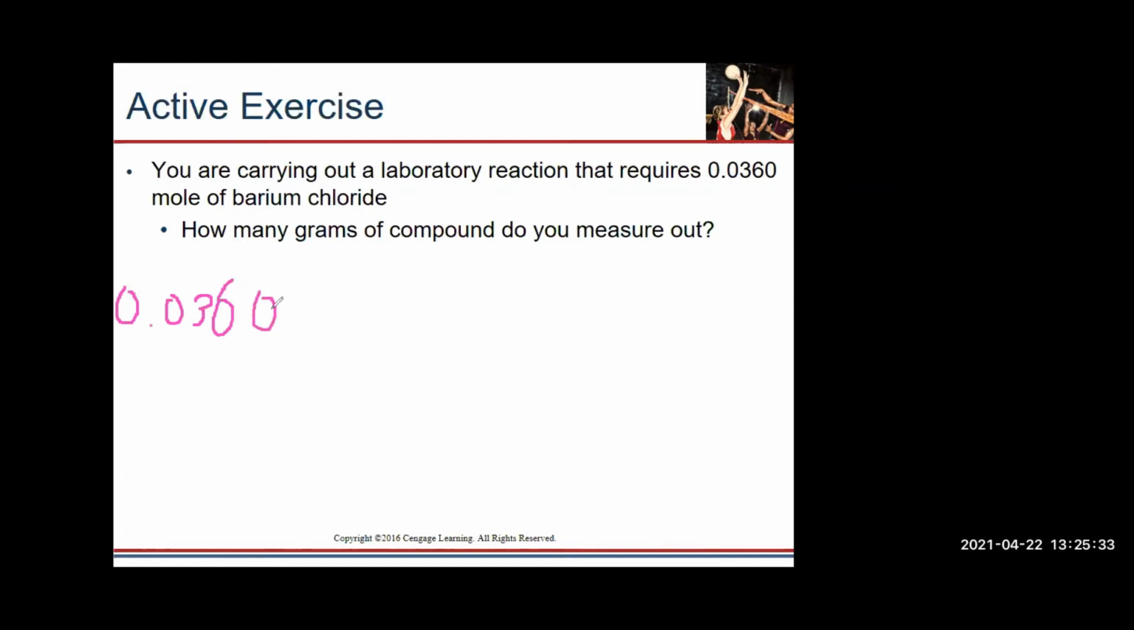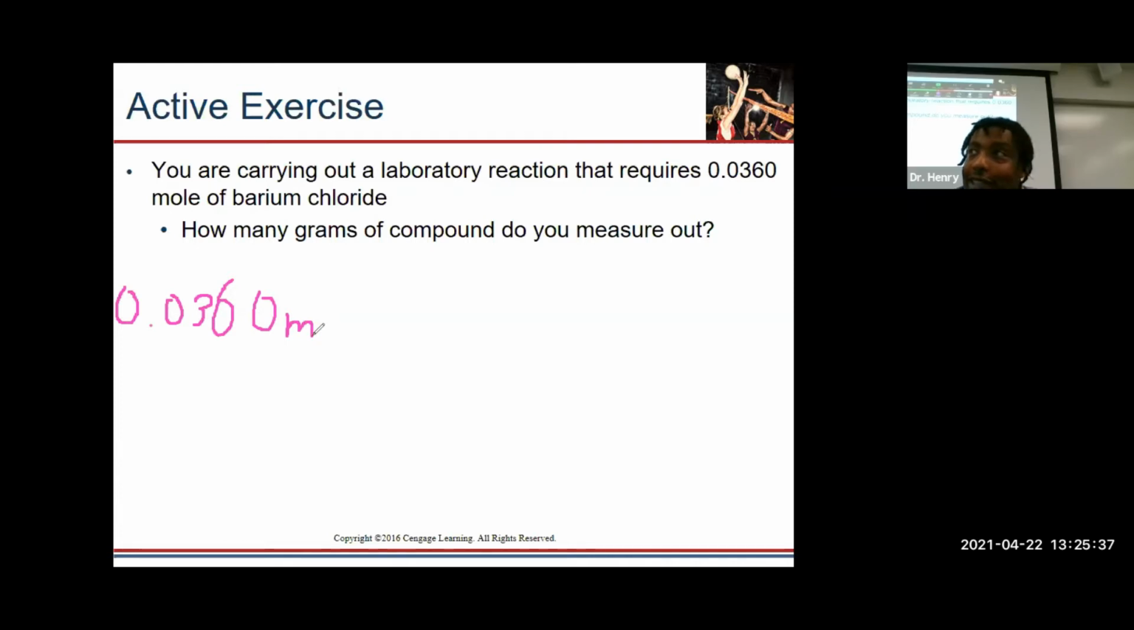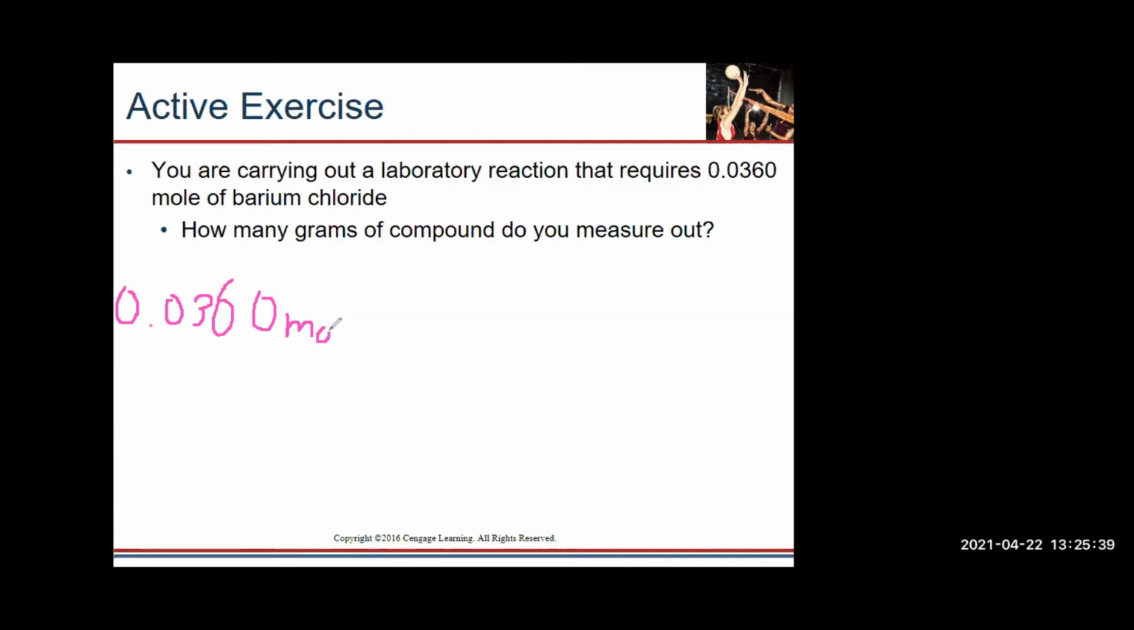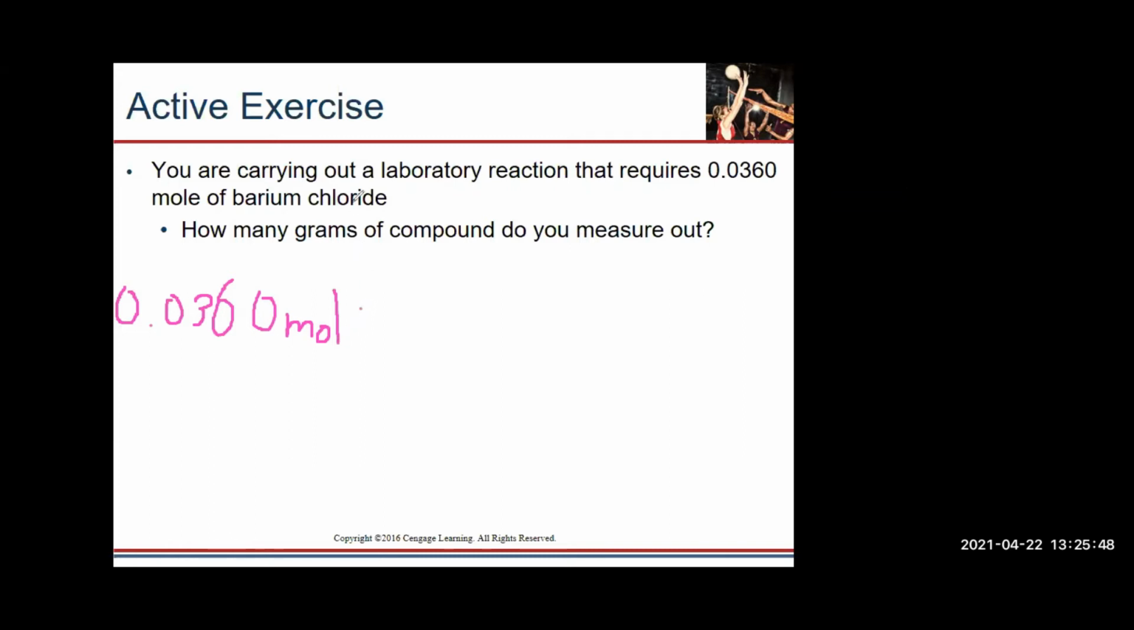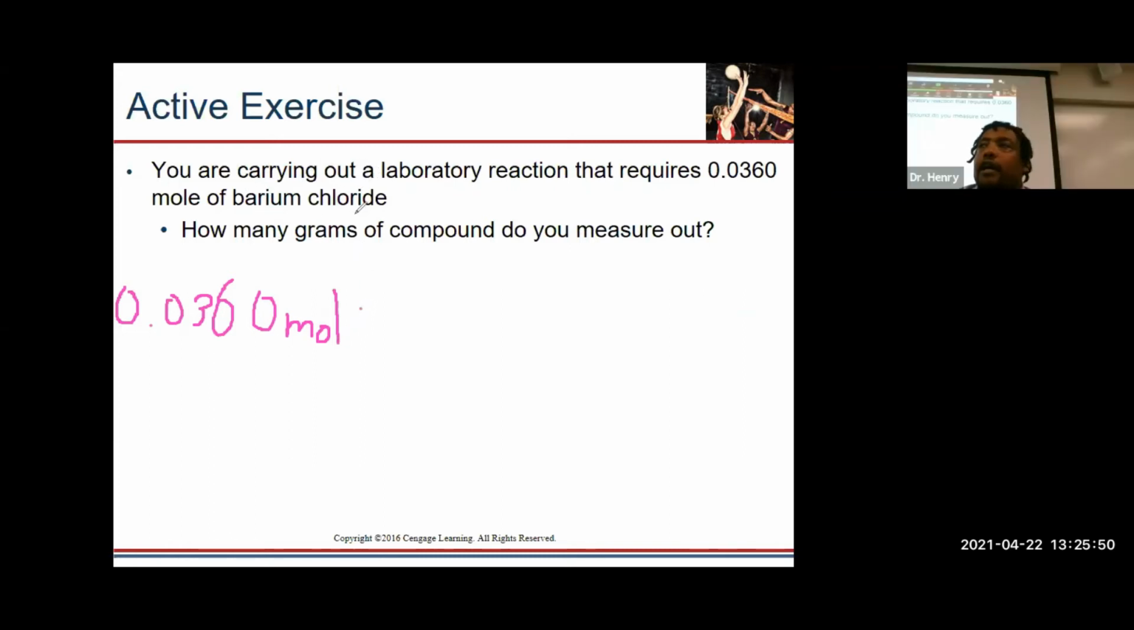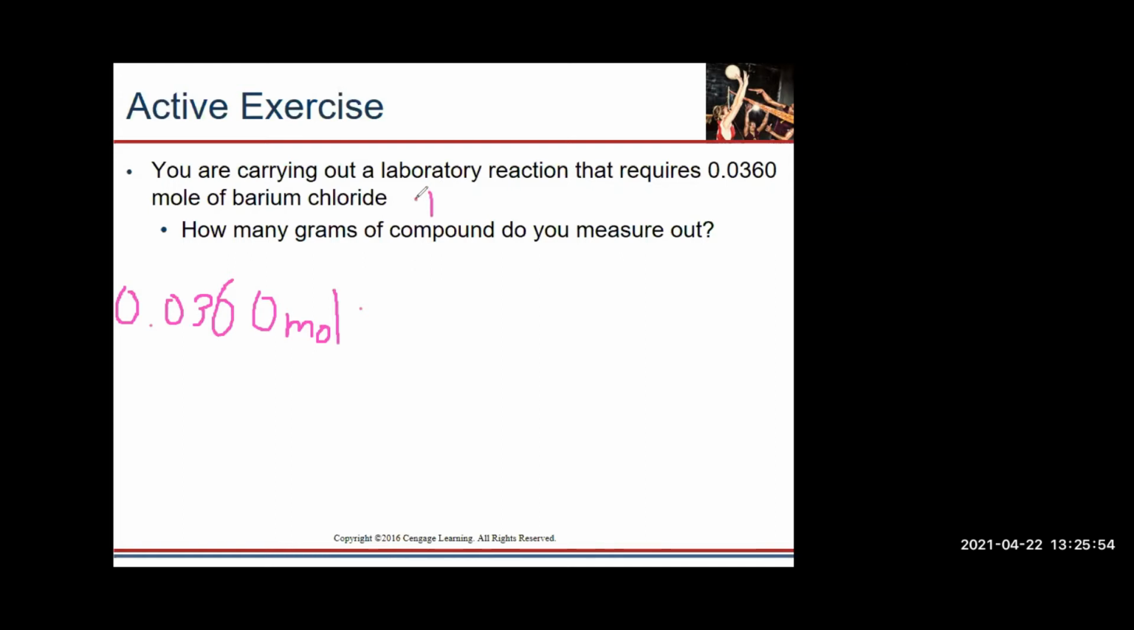Your gram per mole, that's right. What is that called? It's not molecular mass. It's called molar mass. Okay, so what is the chemical formula for barium chloride? BaCl2.